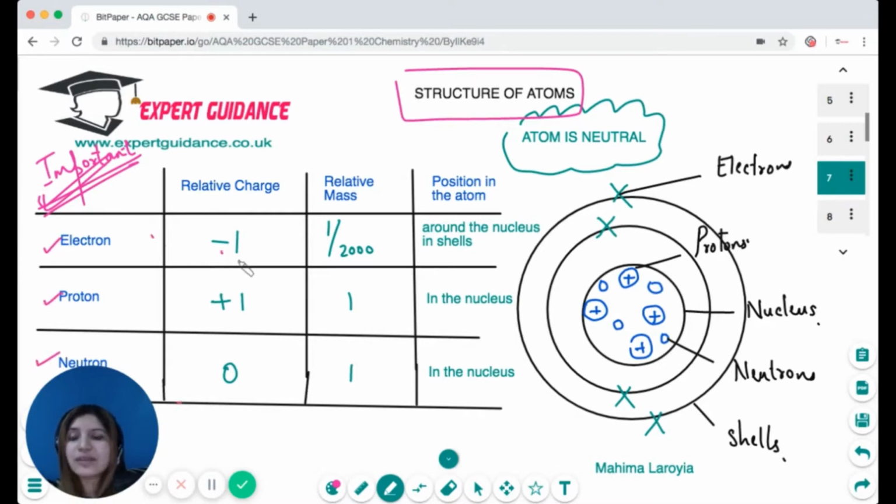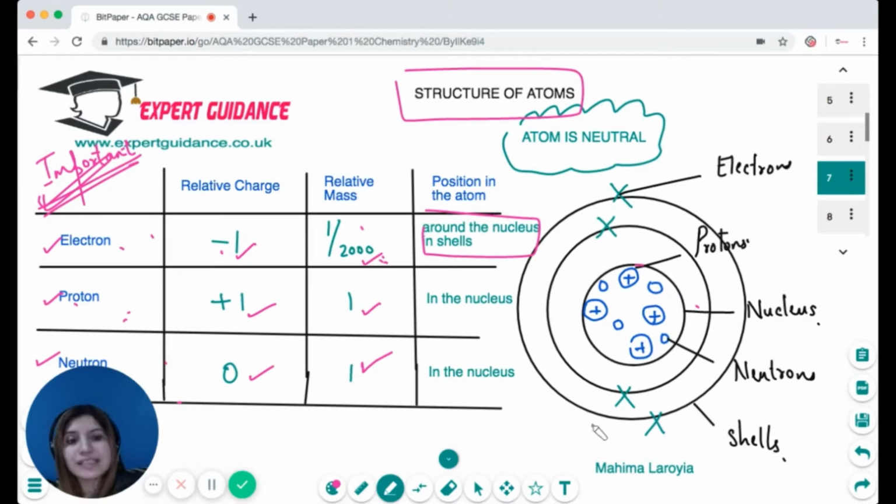Electron has a relative charge of -1, protons have +1, neutrons have 0 charge. The relative mass of protons and neutrons is 1. Electron is 2000 times less. Therefore, electrons are lighter. Protons and neutrons are found in the center, in the nucleus of the atom, and the electrons are found revolving around the nucleus in specific shells.